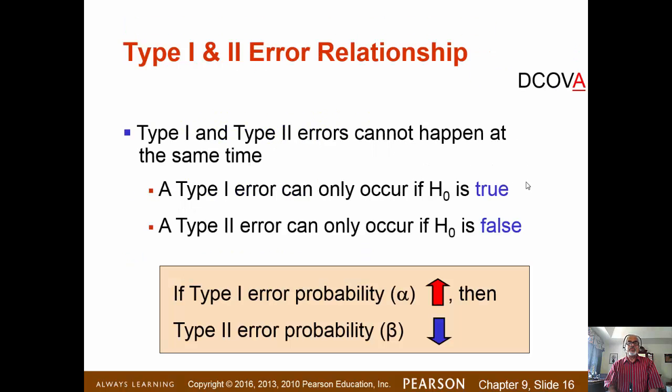Now what happens to the type 1 and type 2 error? It so happens that, for a given situation with everything else being the same, if alpha increases then beta will go down. So alpha and beta, the probability of type 1 error and probability of type 2 error, are opposite of each other. So if type 1 error probability goes up, type 2 error probability will go down, and vice versa.